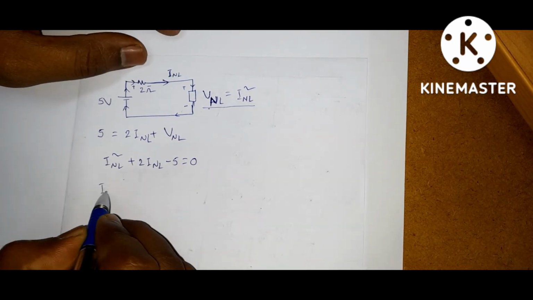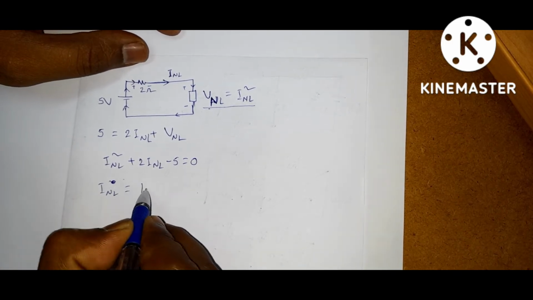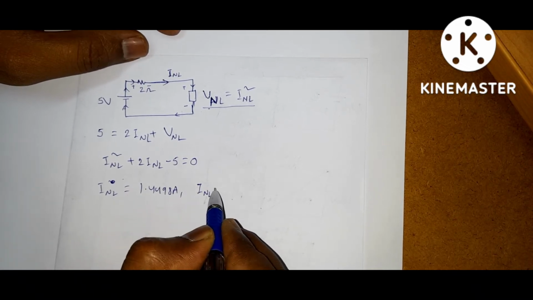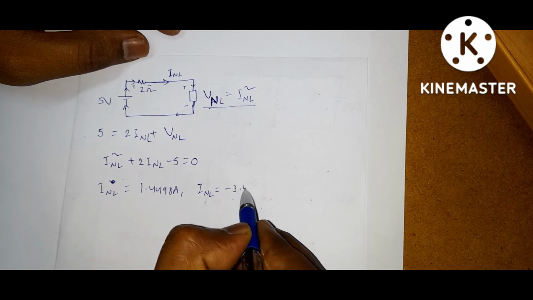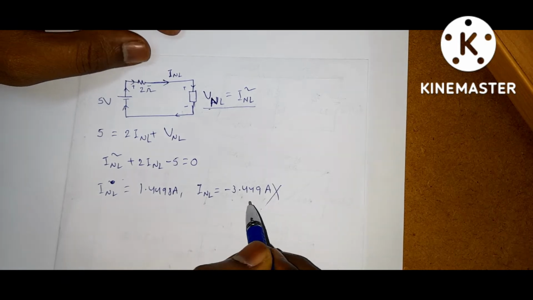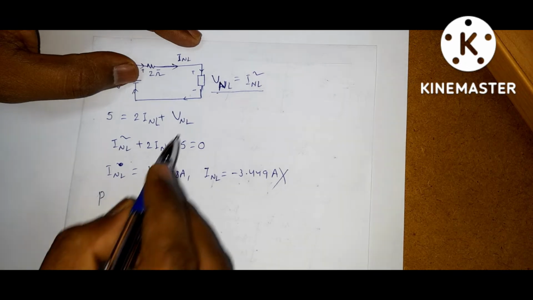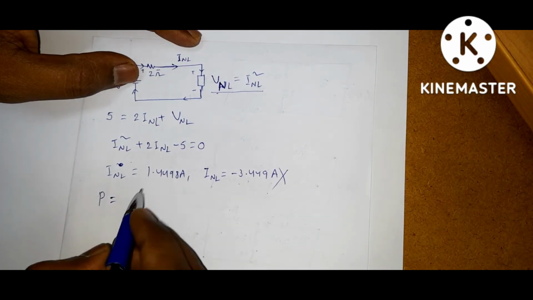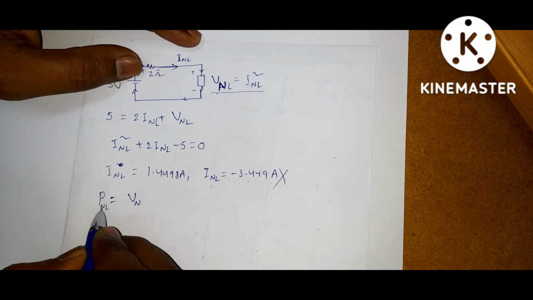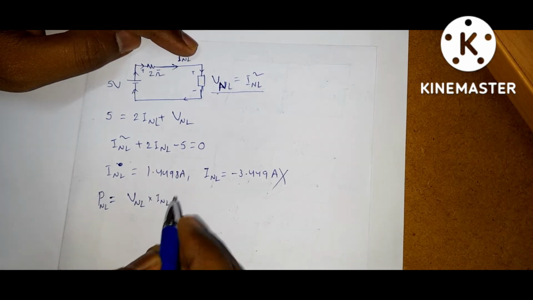If you solve this equation, you will get one current INL is equal to 1.4498 amps and another current INL is equal to minus 3.449 amperes. So we neglect the negative current. Now, what is the power dissipated across the non-linear resistance? P is equal to VI. So PNL, that is the power of the non-linear element, is equal to V non-linear into I non-linear.